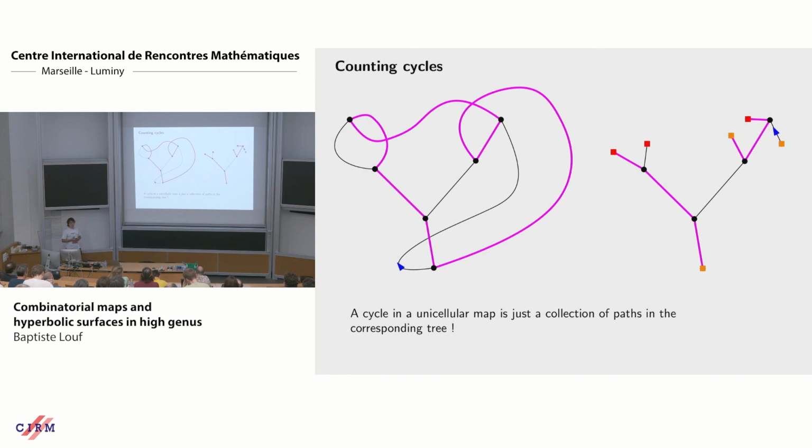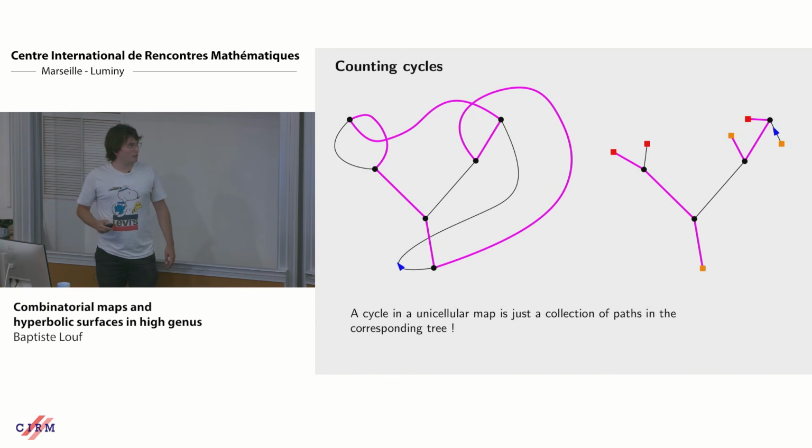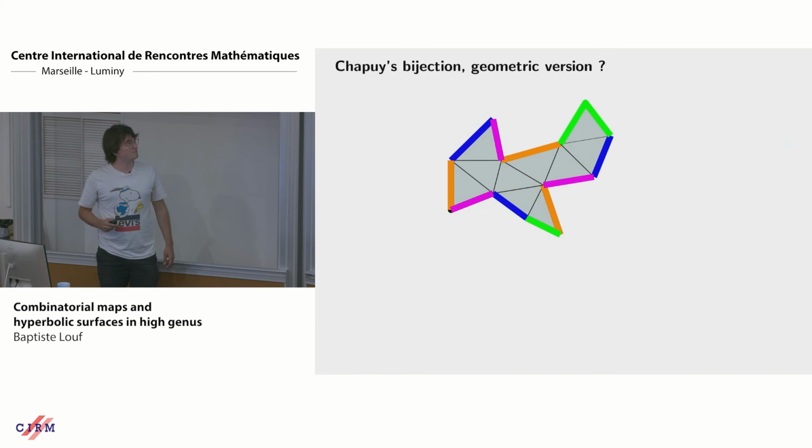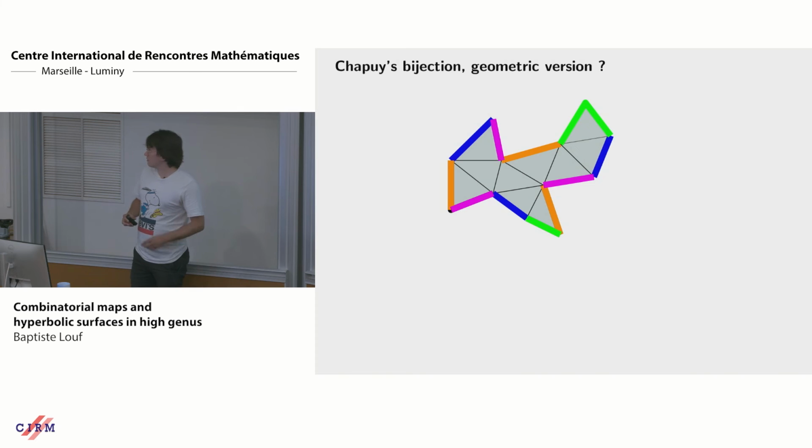So what you need to do now to count cycles is to be able to count paths in trees of a given length, and pairs of paths and everything. And fortunately, we can do this very precisely, so that there is a high concentration. And once you can count all of this, you just put it all back together, and you get the result. Again, technicalities swept under the rug. All right. So that's about it for the idea of the proof.